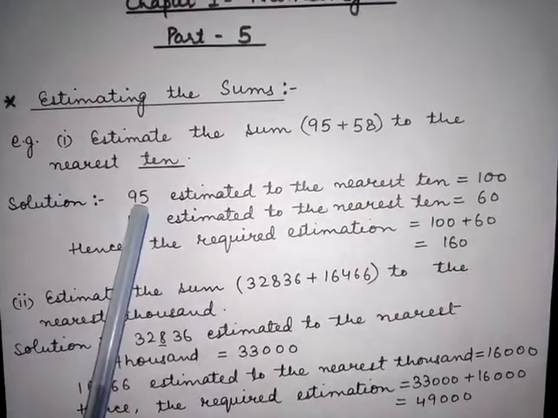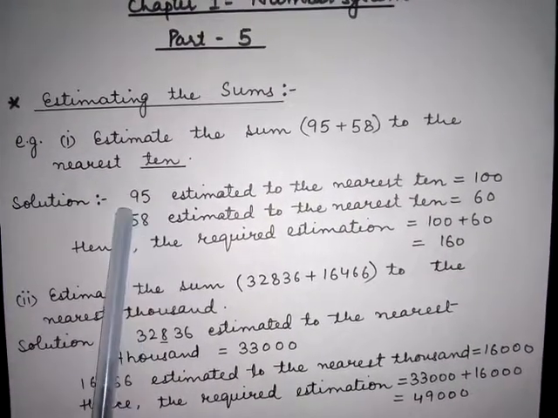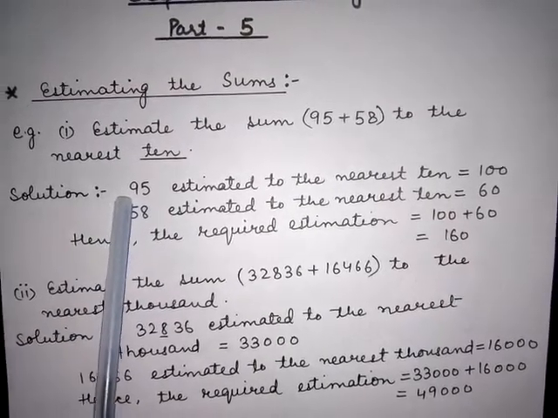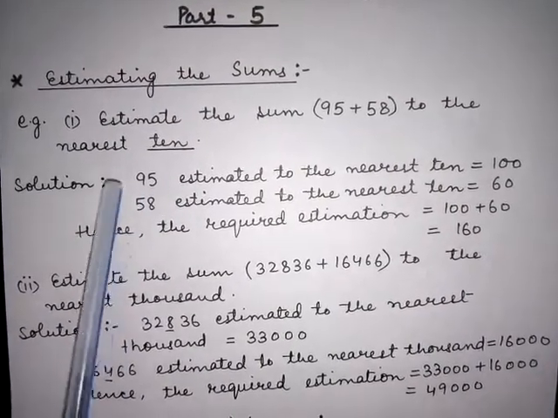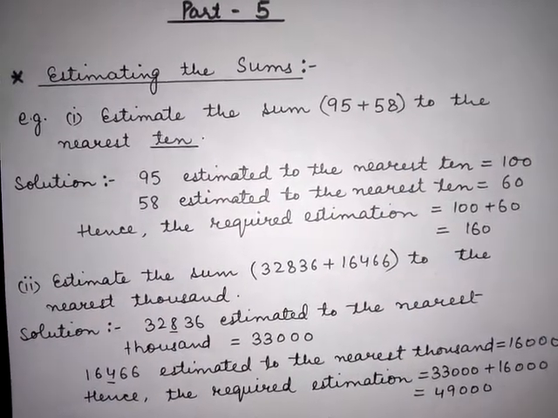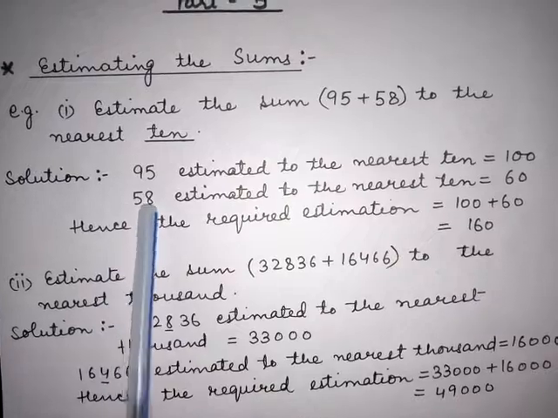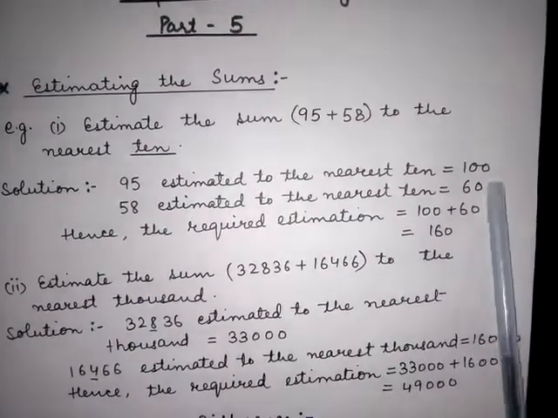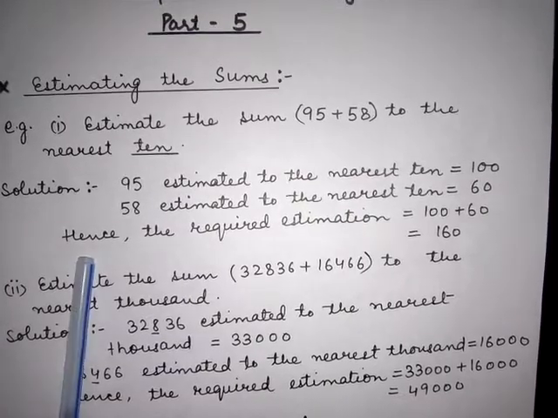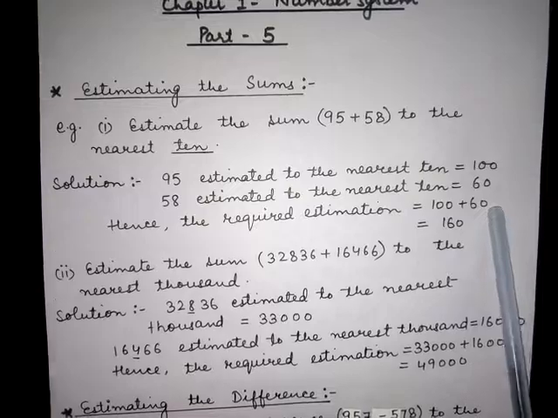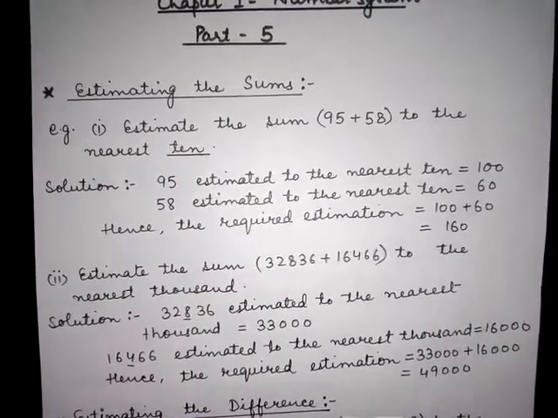Why? Because at the ones place here it is 5. So we have to add 1 to the tens digit. Therefore this 95 is estimated to the nearest 10, which is equal to 100. And 58 estimated to the nearest 10 is equal to 60. Hence the required estimation equals 100 plus 60 equals 160.